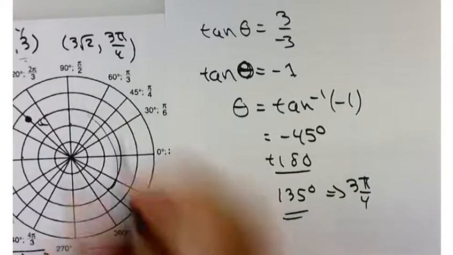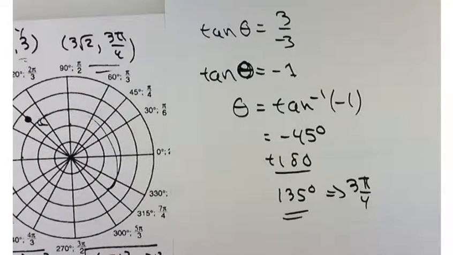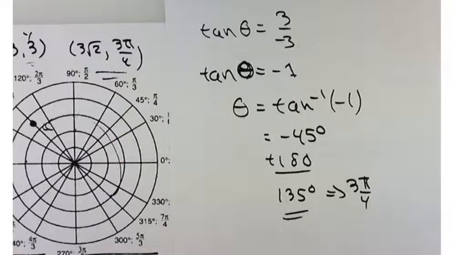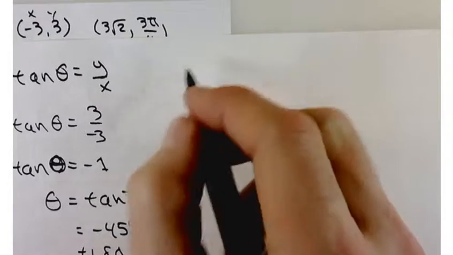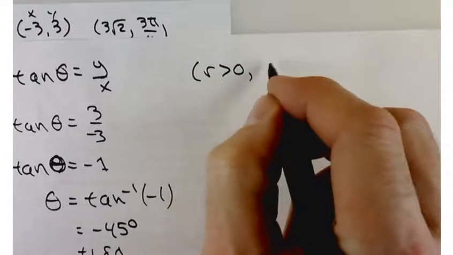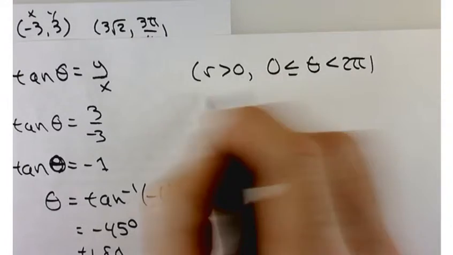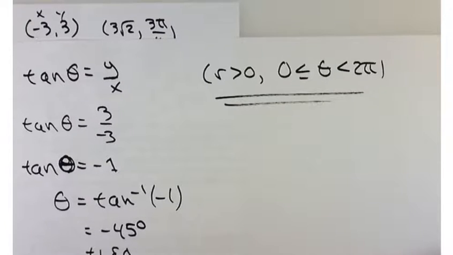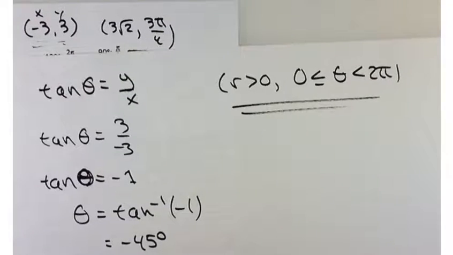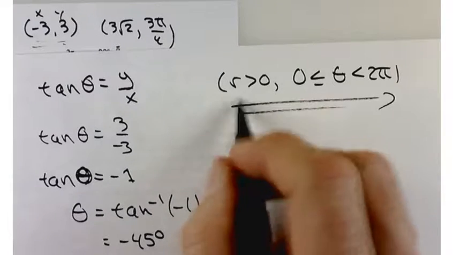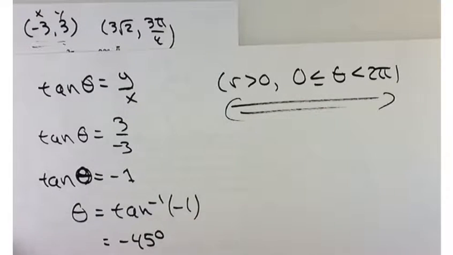So one way or another, you need to get back to that radius and that angle. Typically, when I ask you to do these problems, I'm going to want r to be greater than 0 and theta to be between 0 and 2 pi. That's what I expect. If there's some confusion about that, ask me. If I don't tell you, then ask me, please.